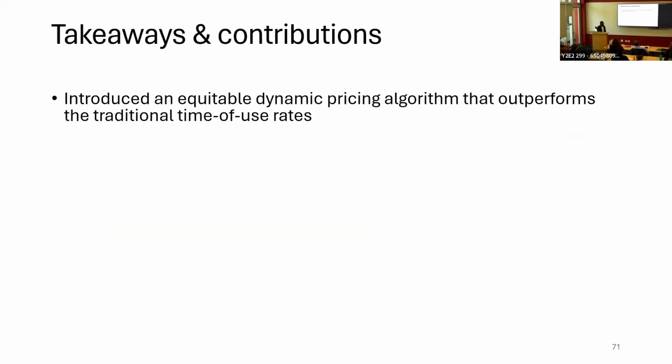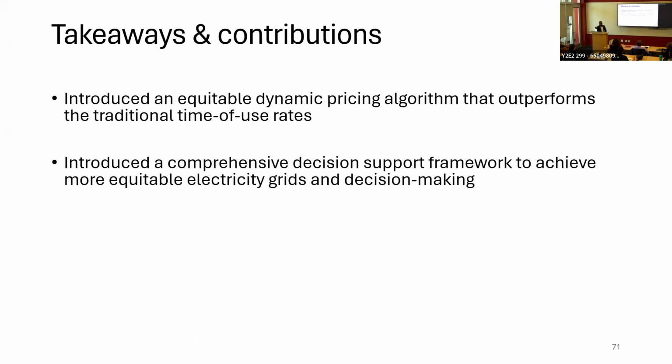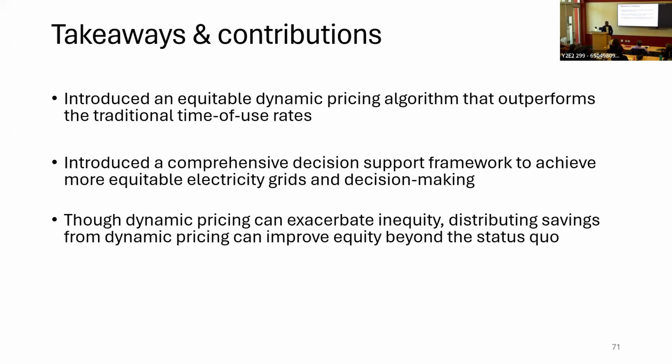So now I'll talk about the takeaways and contributions. So first, we've introduced a dynamic pricing algorithm that is also equitable, and it's better than the time of use rates when we run it on simulations. Second, we've introduced a comprehensive decision support framework to help us make better decisions, capturing the true conditions of the grid. Now, we've shown that though dynamic pricing can exacerbate equity, so it can make equity worse, we can make it better by using the savings from dynamic pricing.